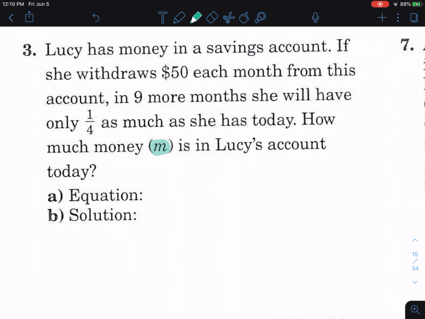Okay, so we are doing our GED algebra. We are on page 15 of your algebra book. We're going to do 3, 7, 4, and 8. So make sure you're on page 15: 3, 7, 4, and 8.